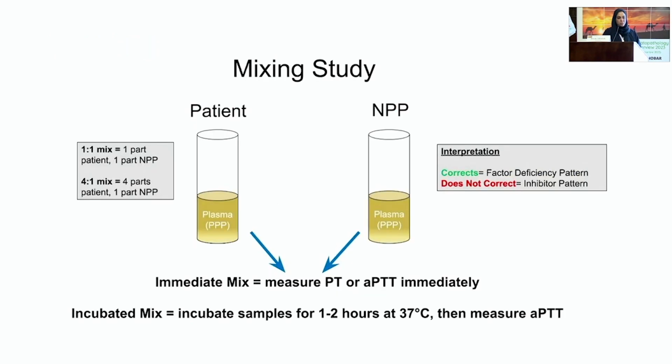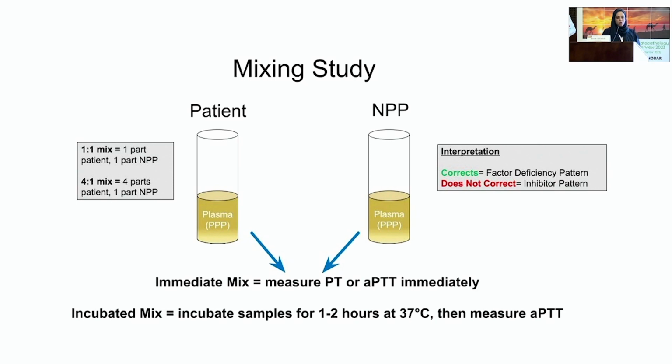So just briefly, a mixing study: you mix 1 part of patient plasma with 1 part of normal plasma. This is usually standardized and given to you by the company, or you can actually pool it from your donors. And after mixing, they measure the PT and PTT immediately and see if there's correction, and that usually points towards factor deficiency. If it does not correct immediately, this is an inhibitor pattern.